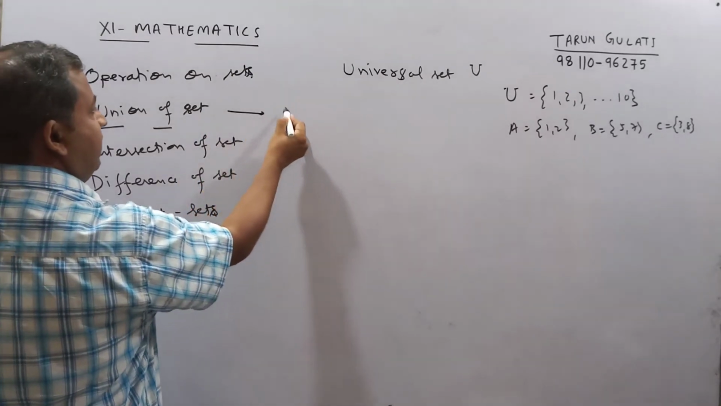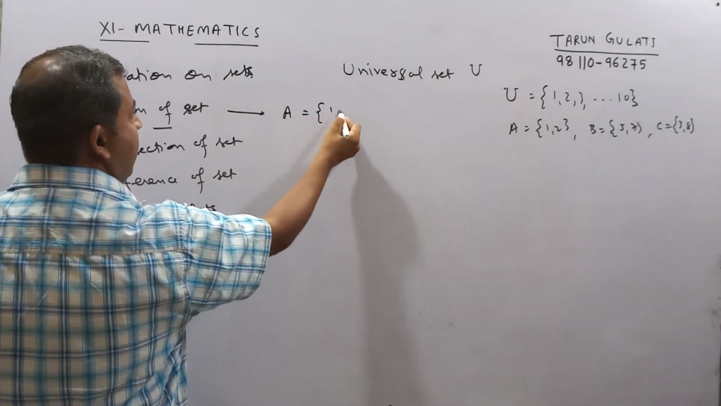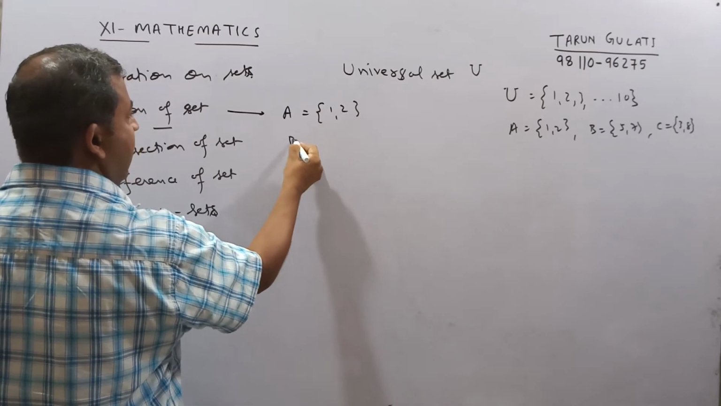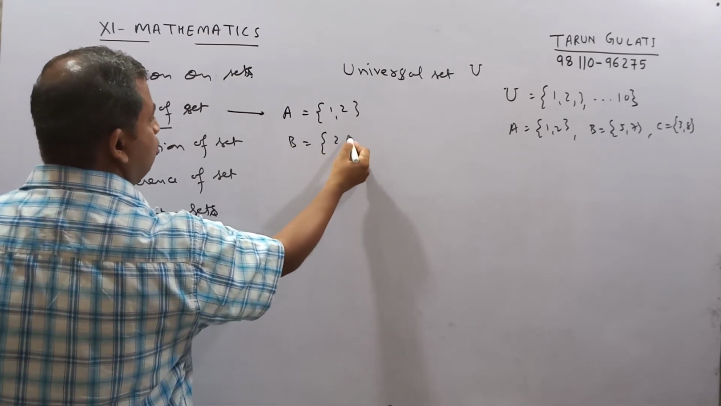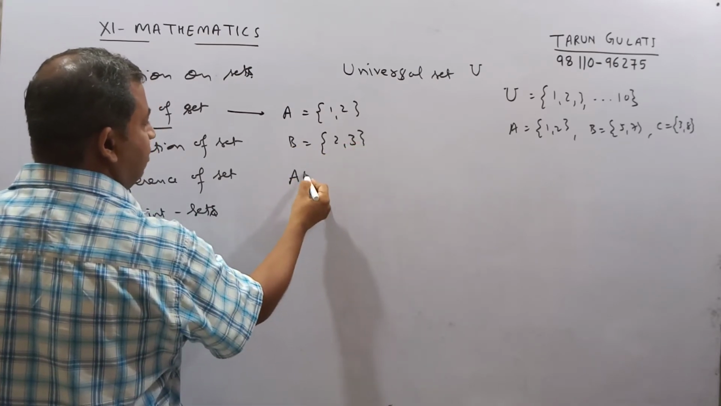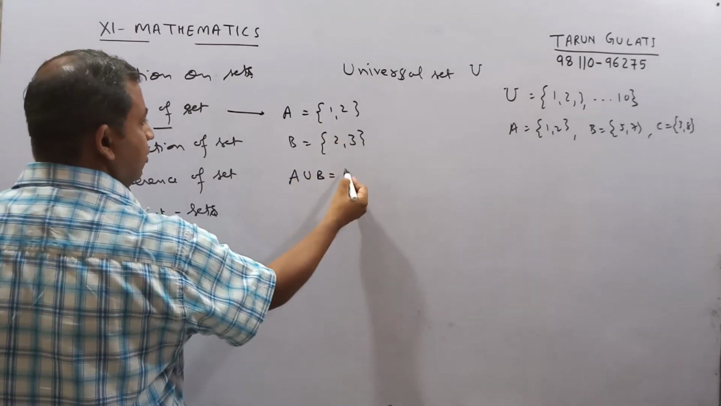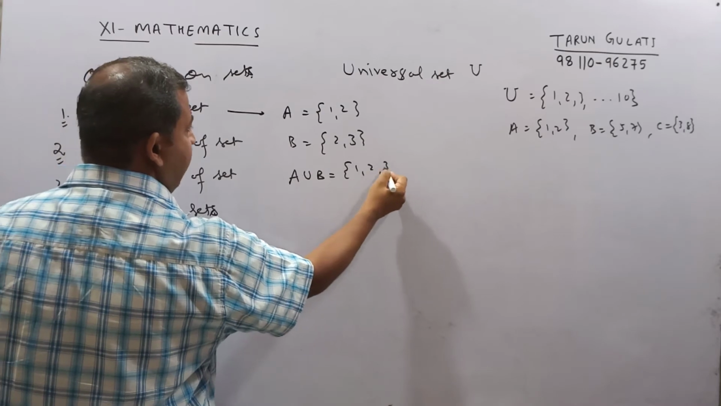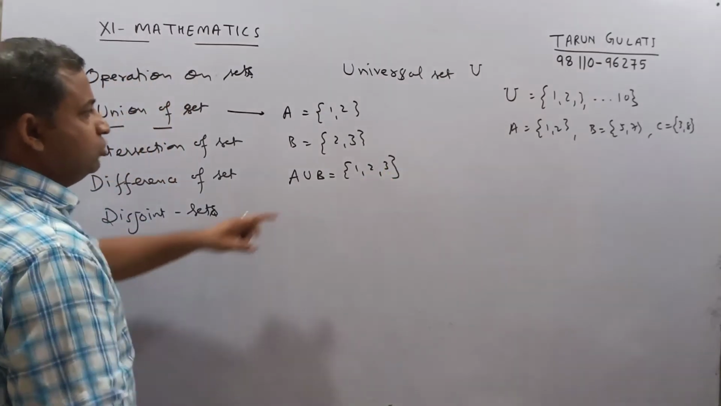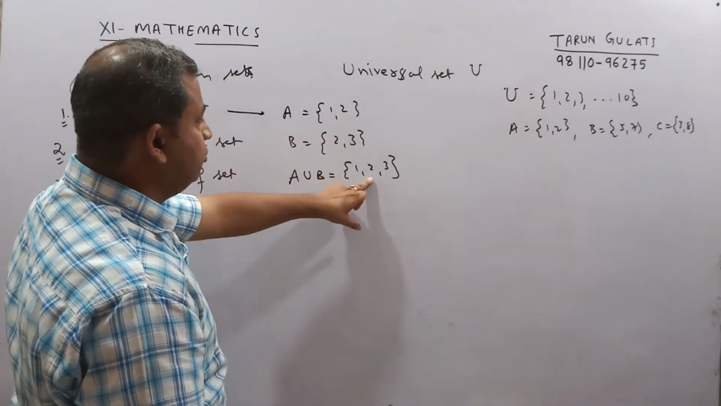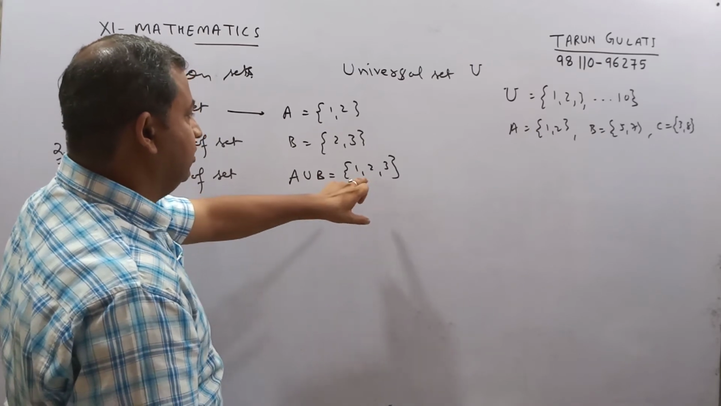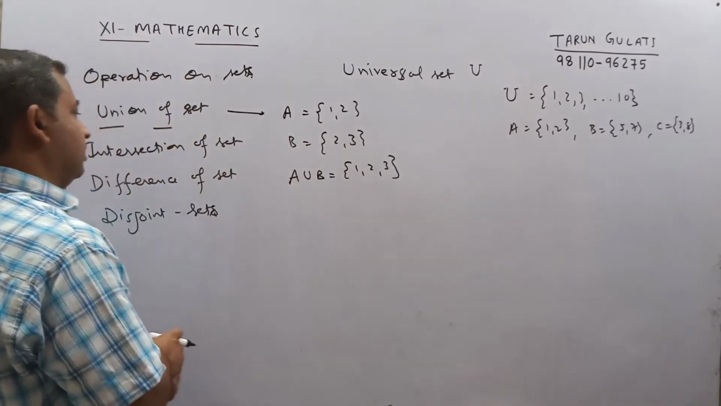By union of sets, say we have a set A whose elements are 1, 2, and a set B whose elements are 2, 3. What about A union B? A union B means 1, 2 and 3. Which is common, take it as one unit. Don't write it again in the curly bracket; we have to write it once.